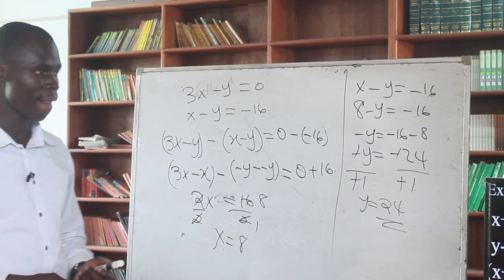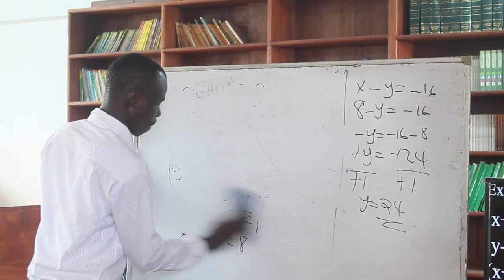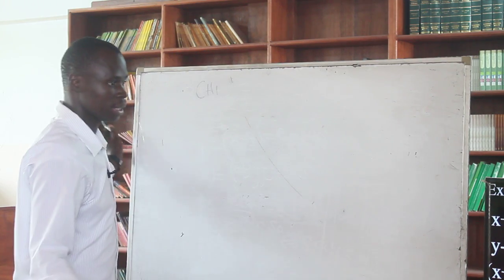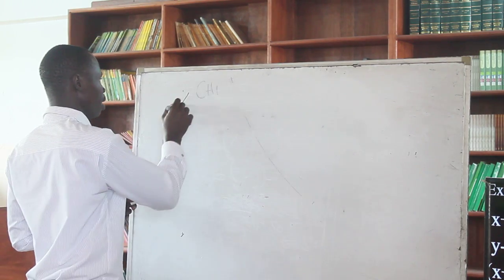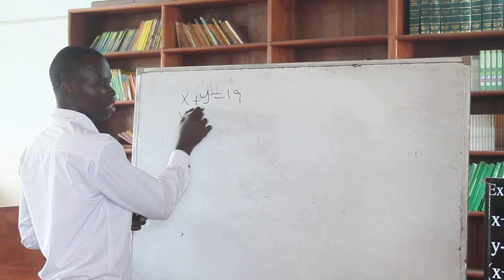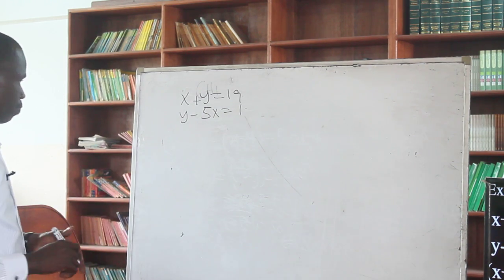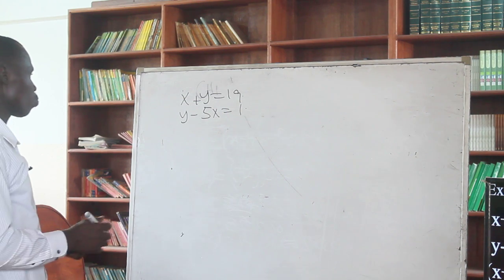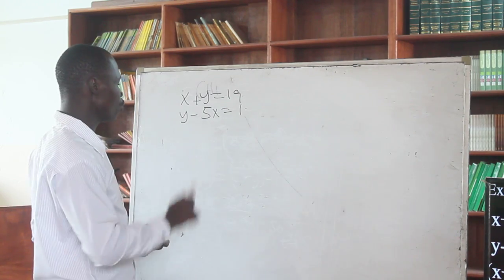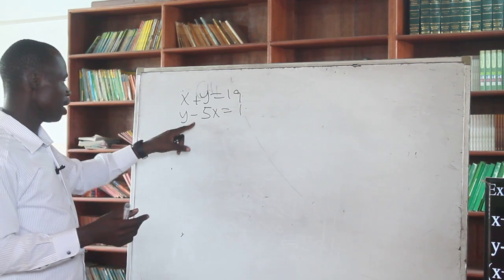To our fourth example, here: x plus y is equal to 19, and we have y minus 5x is equal to 1. Now, we want to eliminate y. So y has a coefficient of 1, while for x, one is 1, another one is 5. So I'd rather eliminate y.